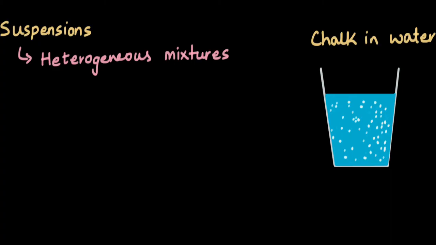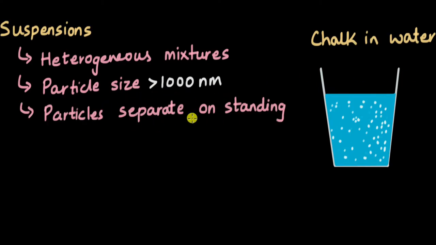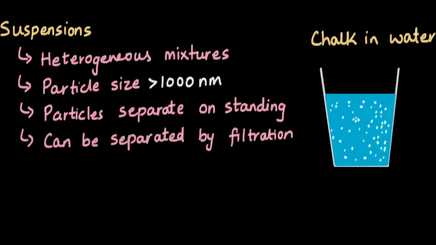So some other properties that we can attribute to suspensions, one of them is that particle size is greater than 1000 nanometers. That particles separate on standing. This chalk will settle down, which means you can separate them by filtration.